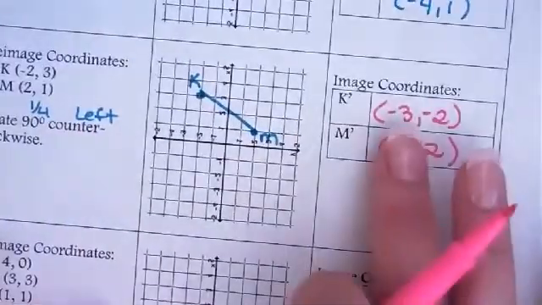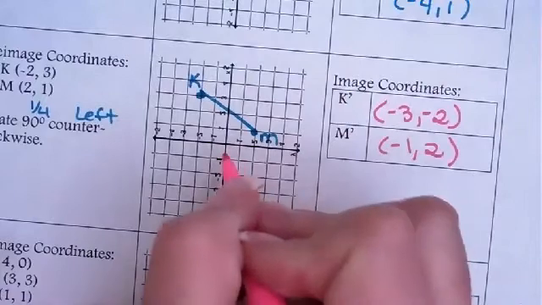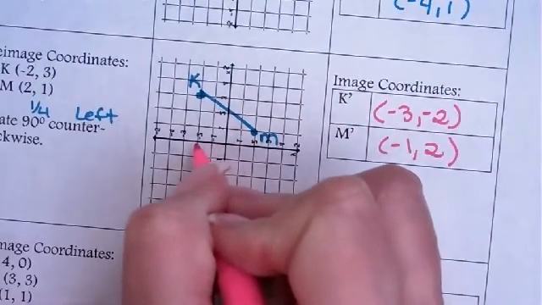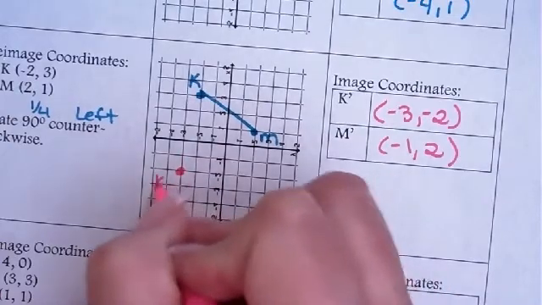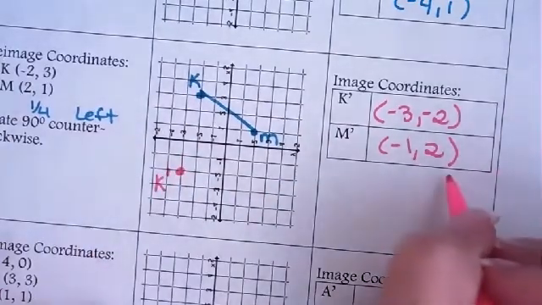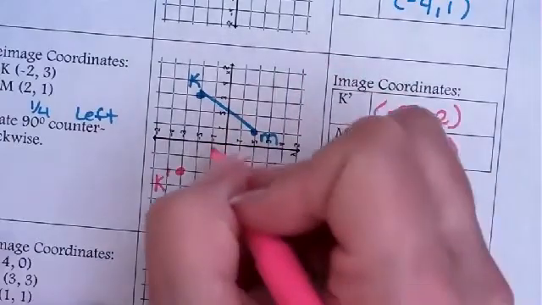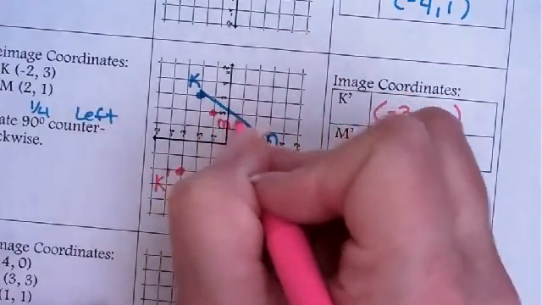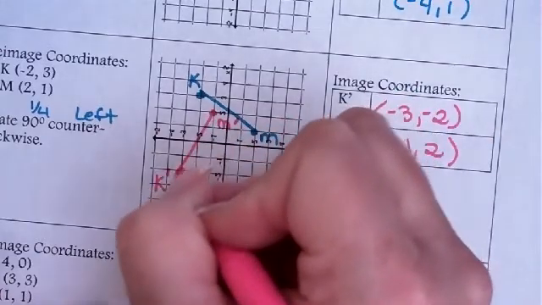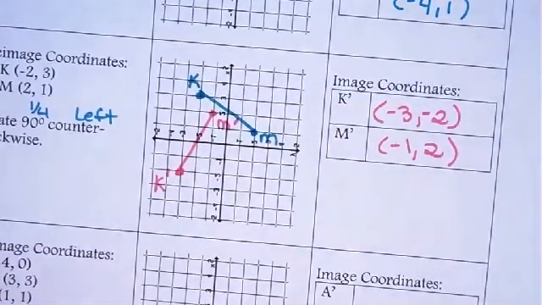So K prime is -3, -2, so let's write that in. 1, 2, 3, 1, 2. So there's K prime. M prime was at -1, 2, so -1, 2 right here. And I connect them. And you can kind of see that rotation. It's just literally like a fourth of the direction away.